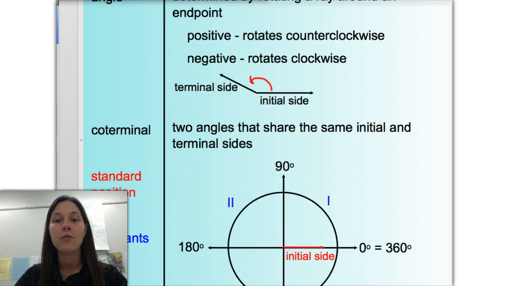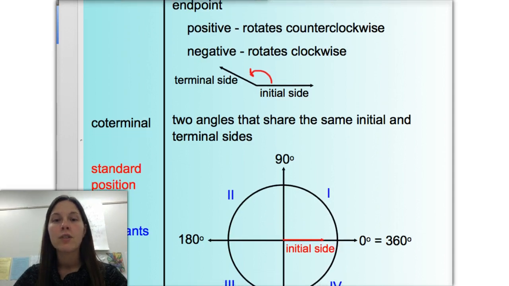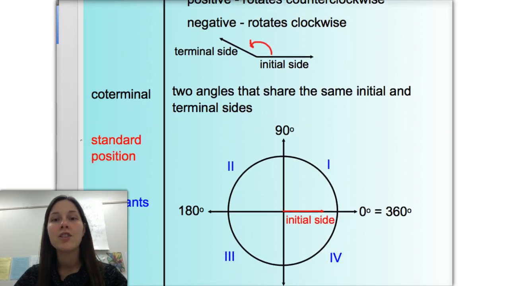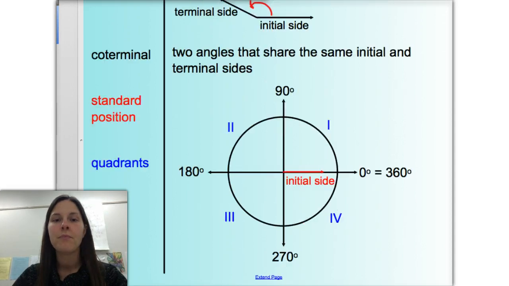So we can have both positive and negative angles depending on which direction you are rotating your angle. If you start with your ray and you rotate counterclockwise, that would be considered positive direction. If you take your ray and you rotate clockwise, that is considered a negative direction. So we have two sides of our angle. We have the initial side, or that first ray. The terminal side is where the angle ends, or where the rotation stops, or the second ray.